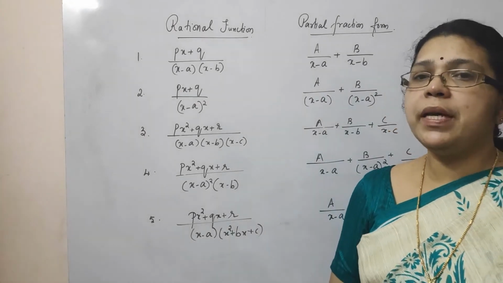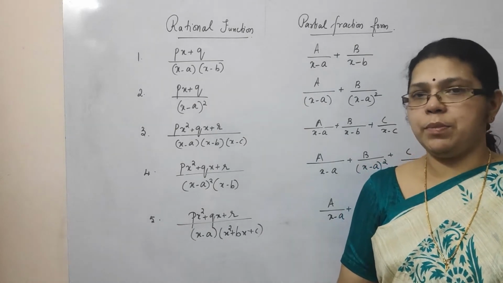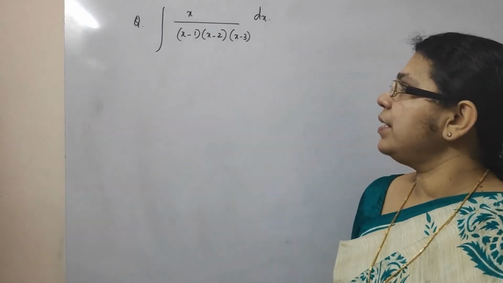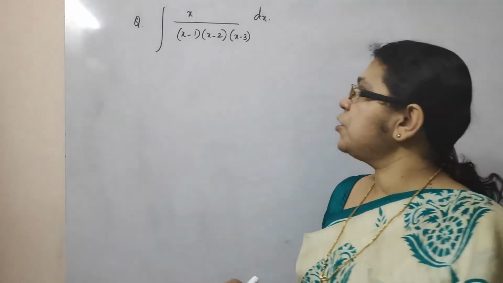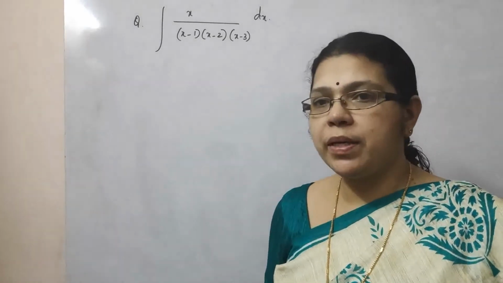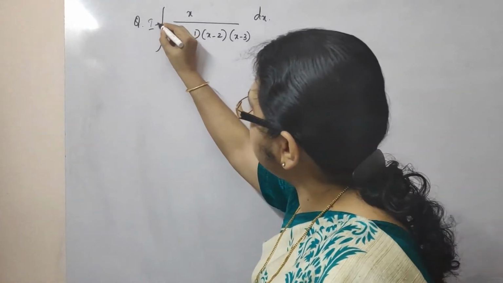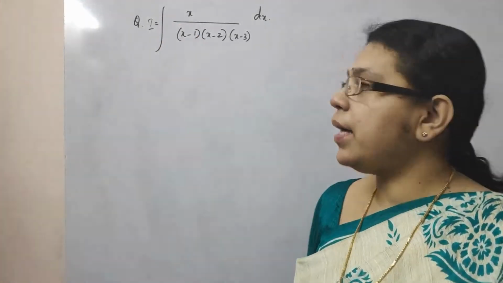Okay, so right away I'm moving on to the problem session. Now let's move on to the problem session. Here I have an integral of x by x minus 1 into x minus 2 into x minus 3. I take this as I is equal to.